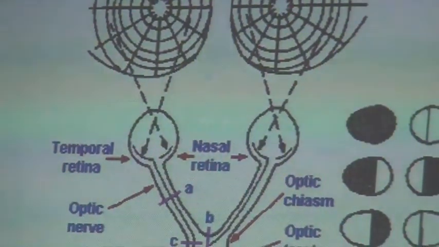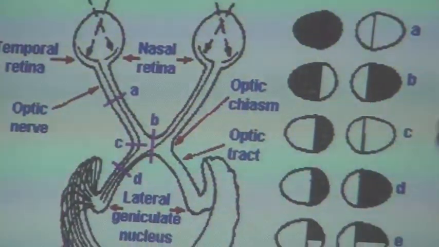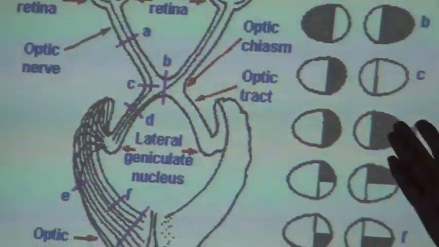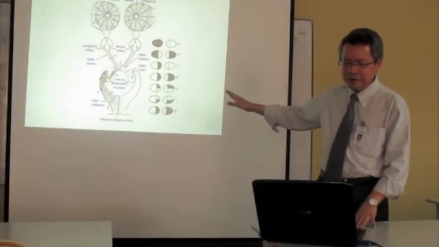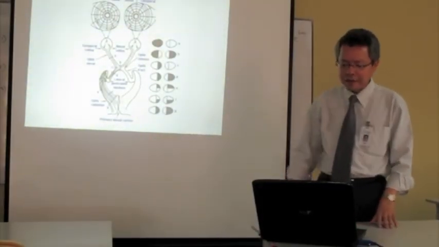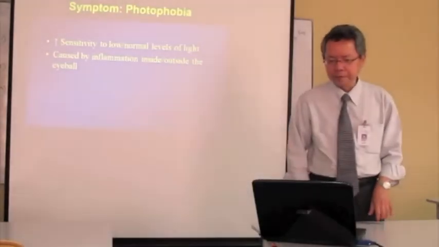And in physiology, the teacher will always make sure that the student knows whenever there is a lesion or damage in some part of the visual pathway, the defect will be characteristic, as is shown on the right hand side. I'm not going to go through this diagram because I believe it's covered very well in physiology.